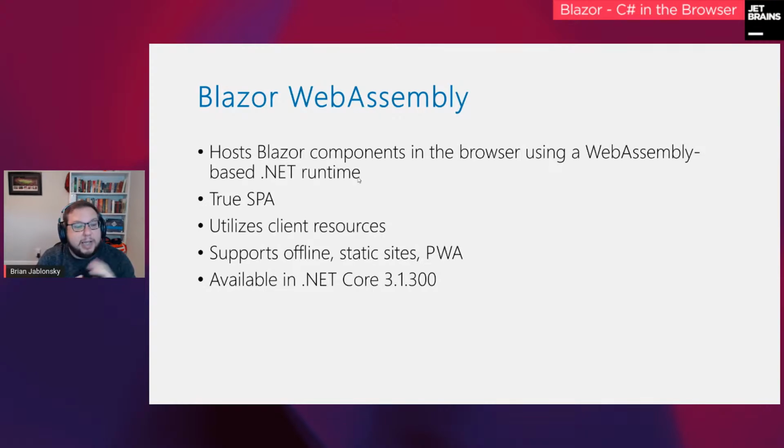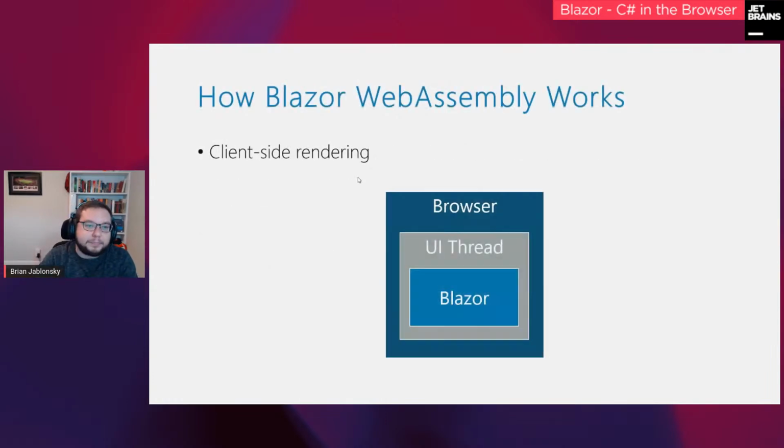So a little caveat there: if you have .NET Core 3.0 and you're trying to run Blazor WebAssembly, and the template isn't there, make sure you just upgrade to 3.1.300, and you'll end up having that template there.